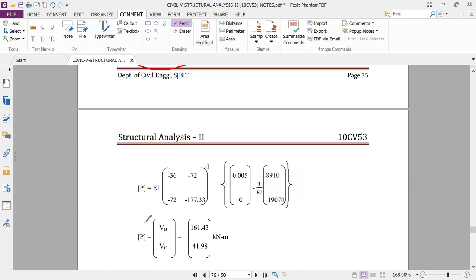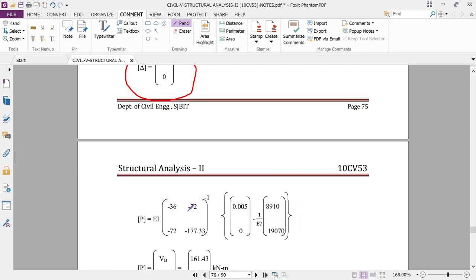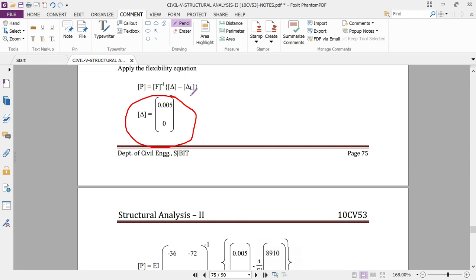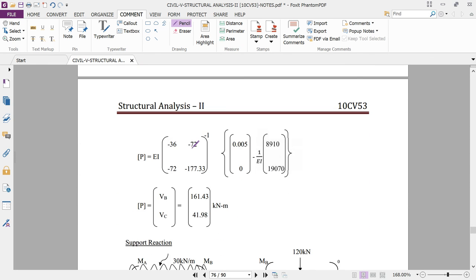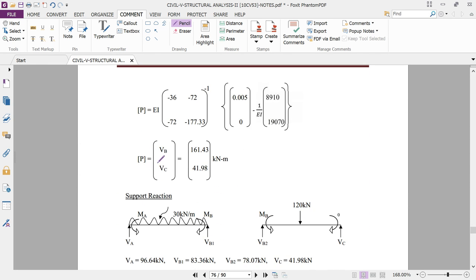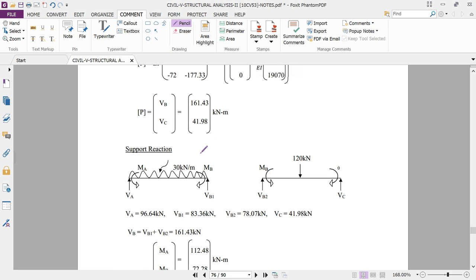After this, we have to calculate the value of P. With EI, minus 36, minus 72, minus 72 as the matrix, we take the inverse and put these values in the matrix flexibility equation, and finally we get the values of P, VB and VC. These are the vertical reactions at B and C. The values are 161.43 and 41.98.